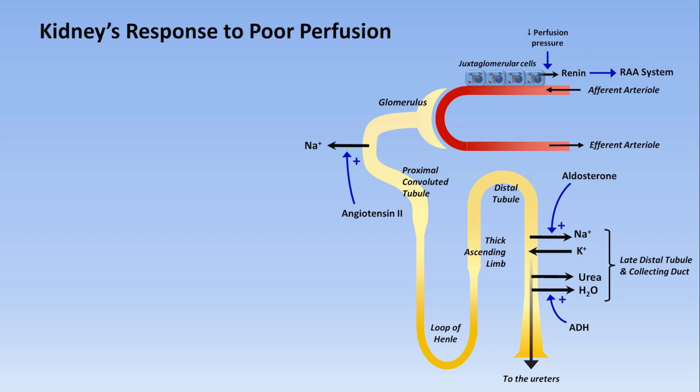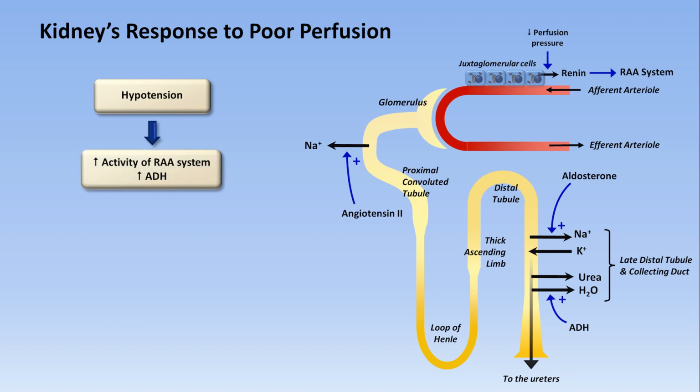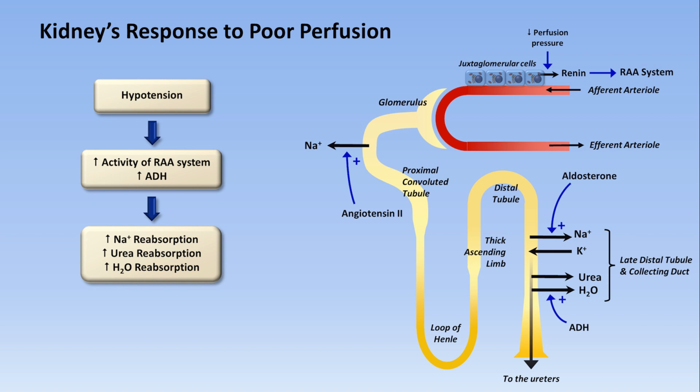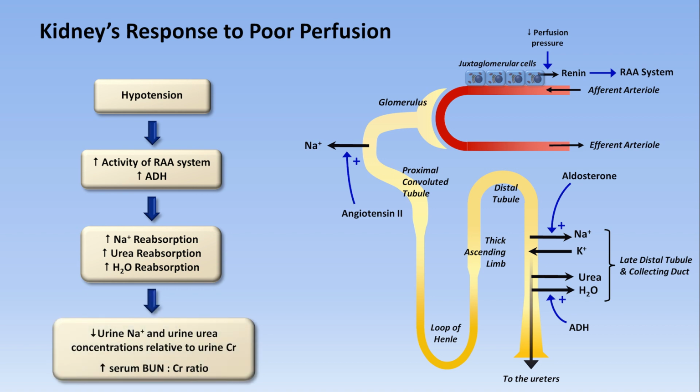So in summary, in response to hypotension, there is an increase in the activity of the renin-angiotensin-aldosterone system and an increase in the circulating levels of ADH. Together, those lead to an increase in sodium, urea, and water reabsorption. The net consequence is decreased urine sodium and urine urea concentrations relative to urine creatinine, and an increase in the serum BUN to creatinine ratio since urea gets reabsorbed but creatinine does not. This explains the increased BUN to creatinine ratio, as well as a couple other things we'll get to.